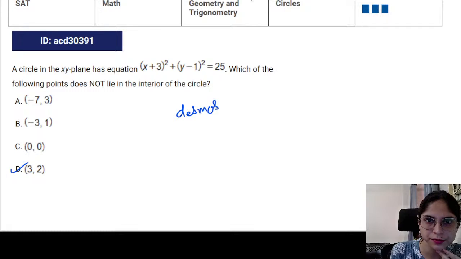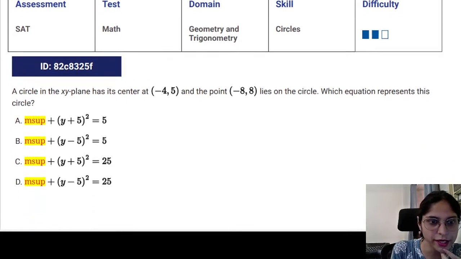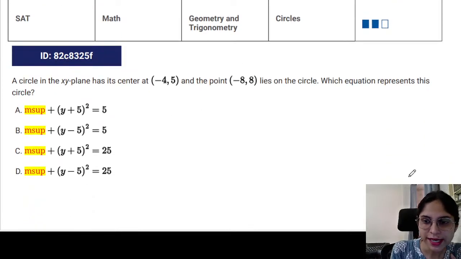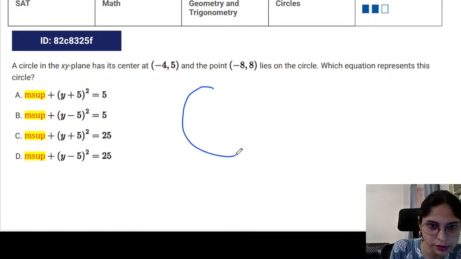Now the 29th, the last problem of circles. Alright. So over here the center is given, and to get the equation I need my center and my radius. But over here the radius is not given, but another point is given to you. So for example, if you have (−4, 5) over here and (−8, 8) over here, this distance is going to be your radius.